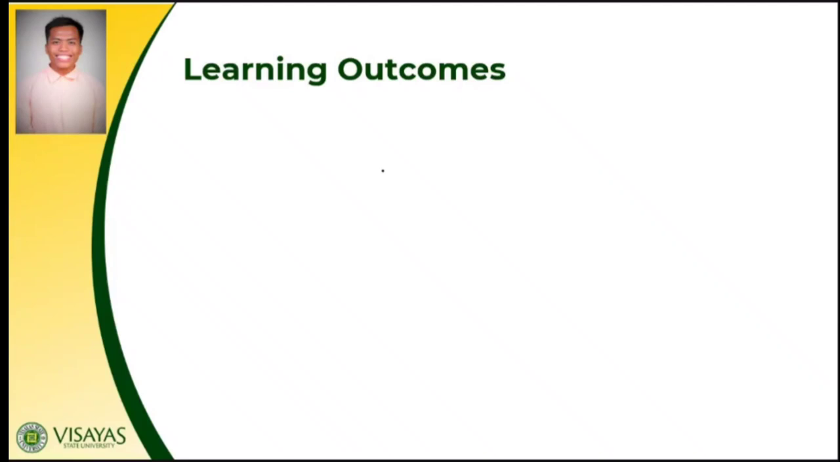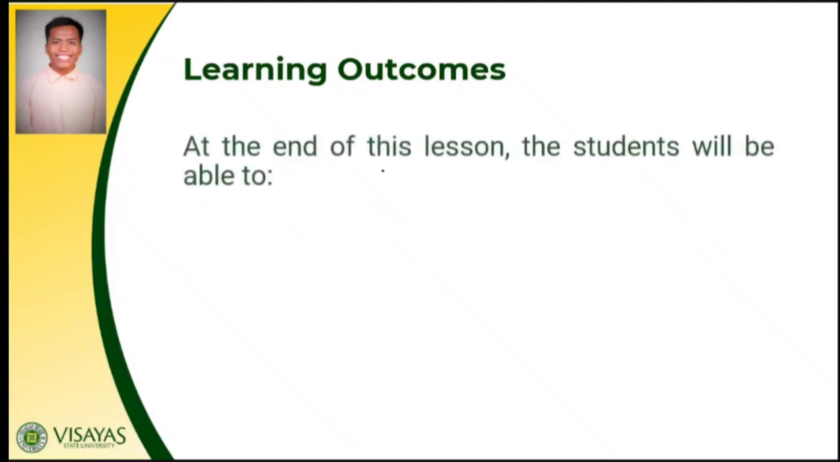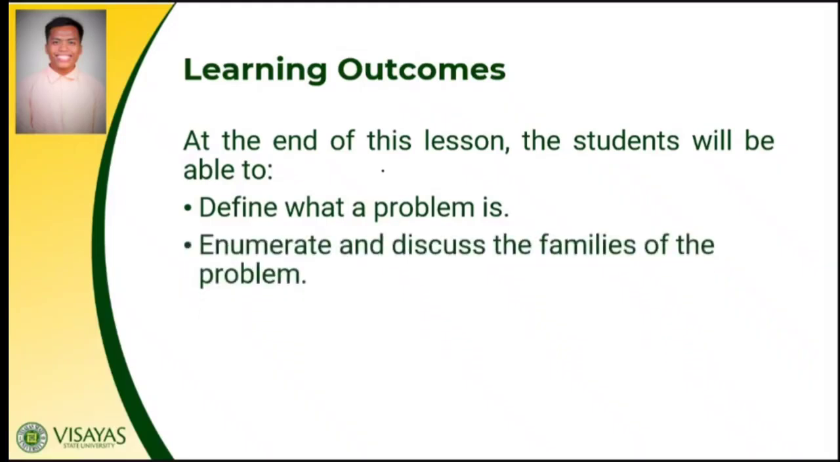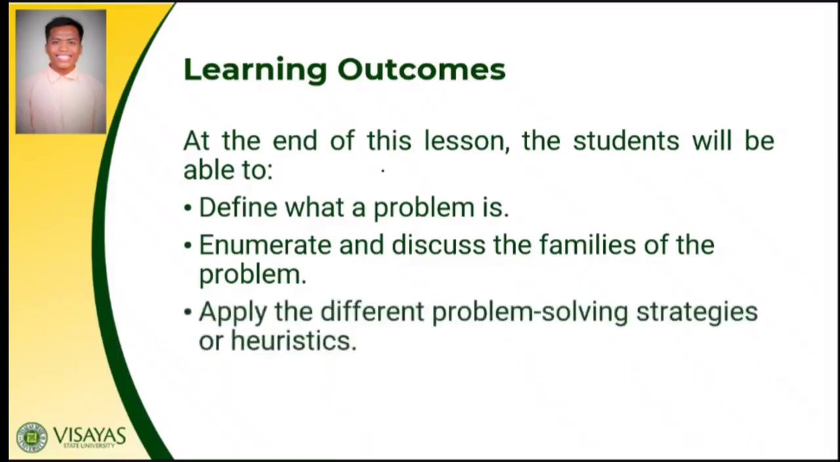Our learning outcomes for this afternoon aim to target three outcomes. First is to define what a problem is. Second, enumerate and discuss the families of the problem. Lastly, you should be able to apply the different problem solving strategies or heuristics. So these are the three outcomes that we have to understand or learn this afternoon.